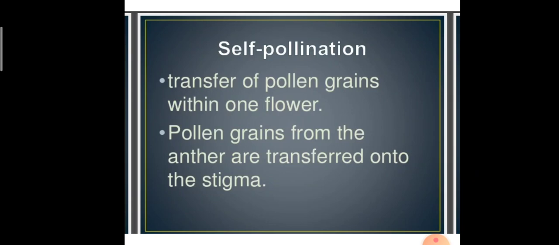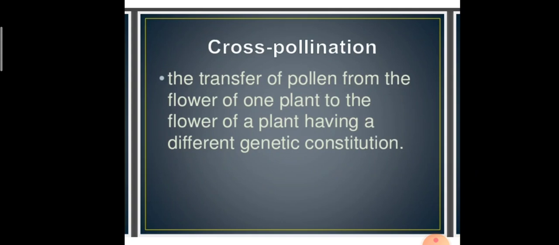So let's talk about the definition. The transfer of pollen grain within one flower is known as self pollination. Pollen grains from the anther are transferred onto the stigma. Cross pollination is the transfer of pollen from the flower of one plant to the flower of a plant having a different genetic constitution. Different genetic constitution means one flower can be white and one flower can be red, but the flower should be the same. Both the flowers should be of China rose, but the color can be different, so that we can get a new variety of seeds or a new plant.